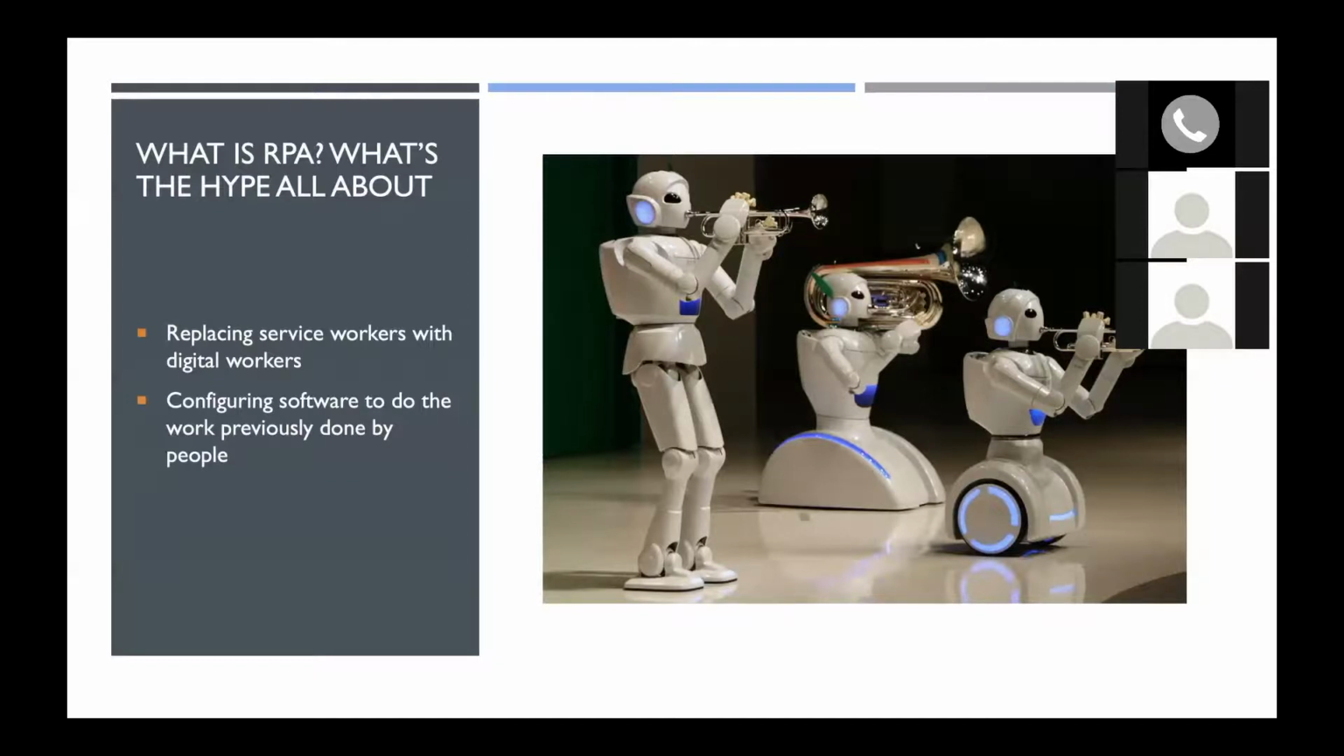RPA in general is not replacing humans at all. It's just complementing human tasks. So what are those? Those are highly repetitive, high frequency, and high volume tasks, mostly done by a human person. And how do they do it? Normally, a service worker would do it through the presentation layer, so through the user interface.